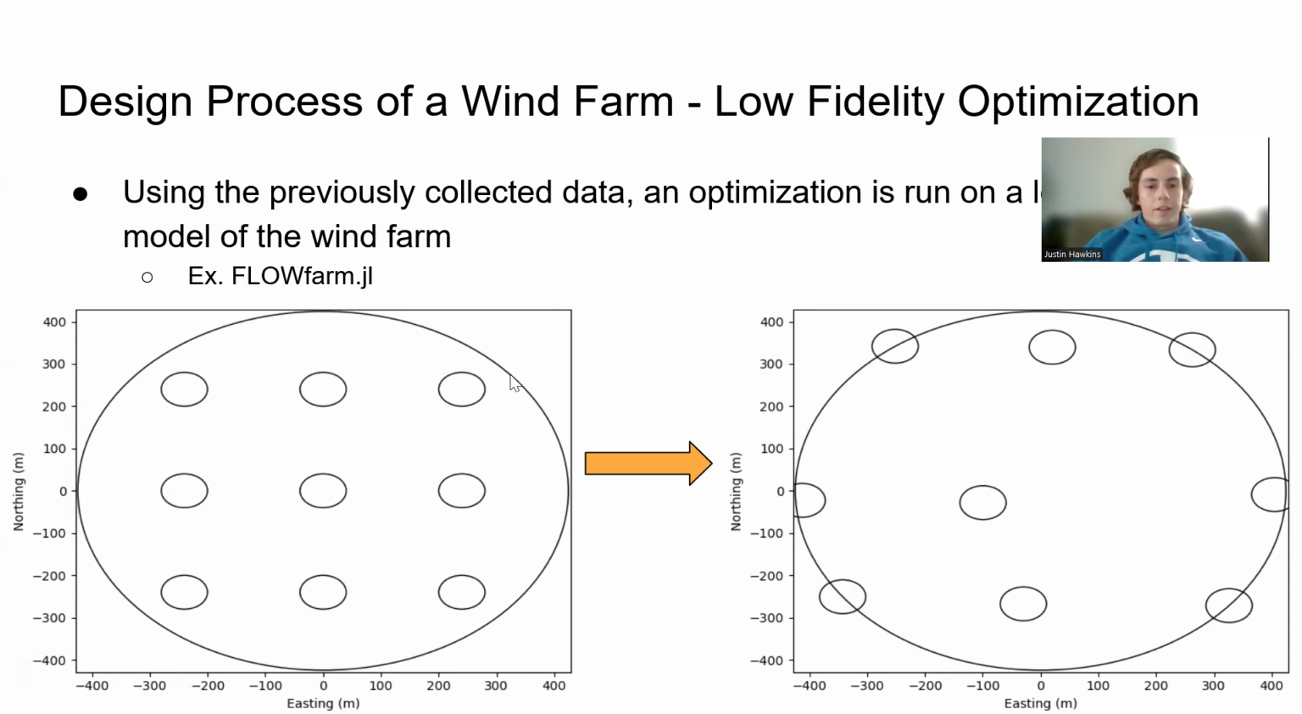So this is just an example low fidelity optimization. This is the initial condition, and then based on things such as the wind direction, this is the final optimal layout of the wind farm, with each of these small circles representing a turbine and the large circle representing the bounds of where the farm can go. And this low fidelity optimization was performed with a tool called FLOW Farm. It was made by a different graduate student in the Flow Lab.